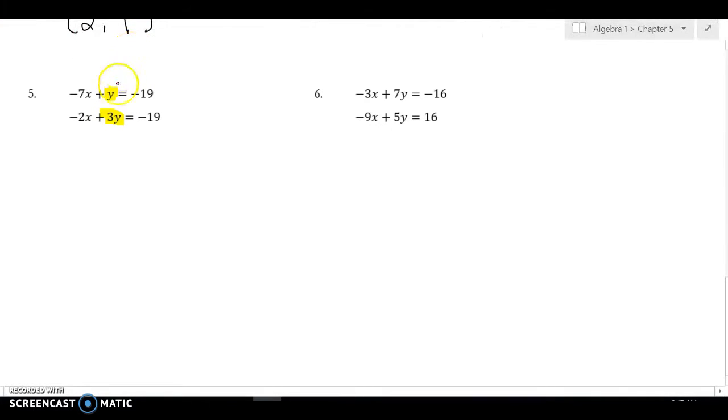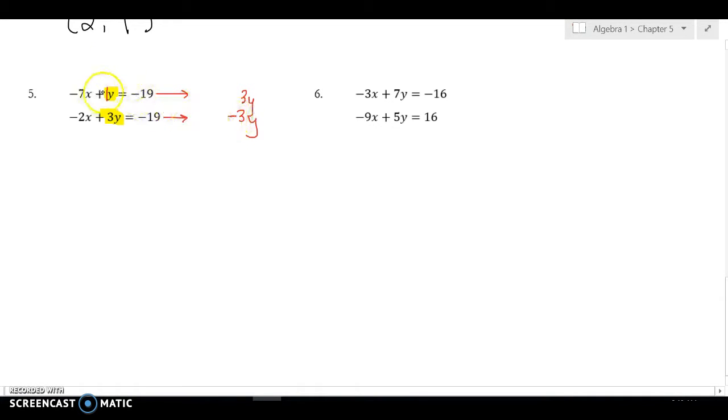Okay, so when I look at my 1y and 3y, the number that I can make them the same, I can make them both 3y's. Now the other thing that you have to do is that you want one to be positive and one to be negative. And so I'm just going to change one. And so I'm going to make the bottom one negative.